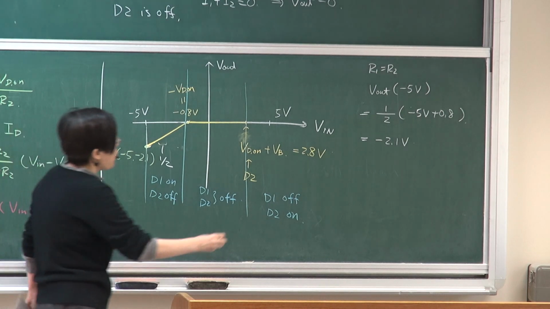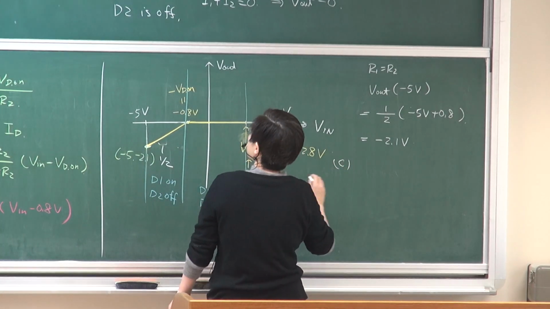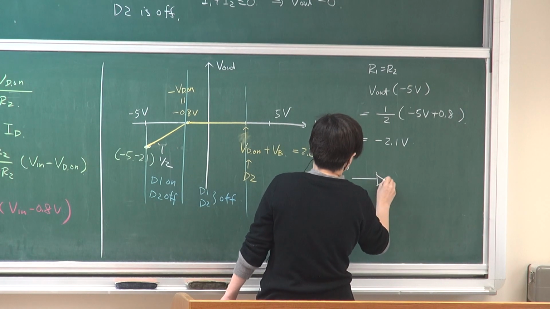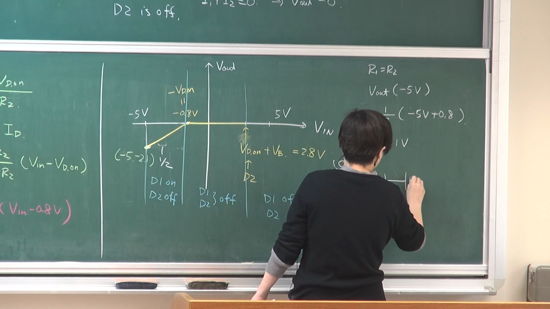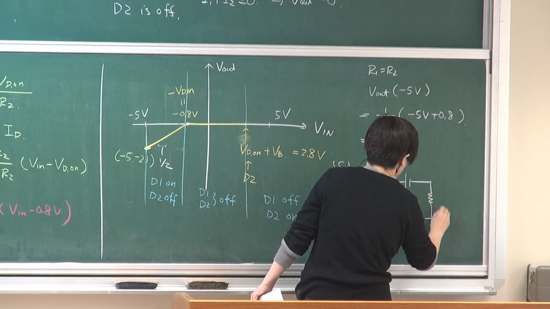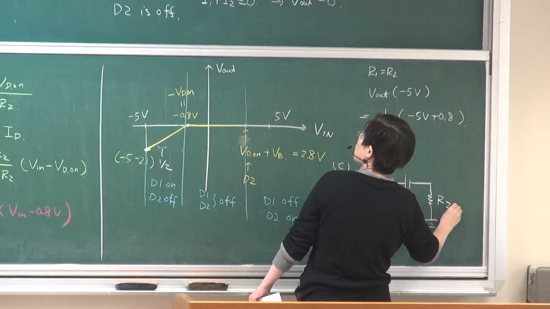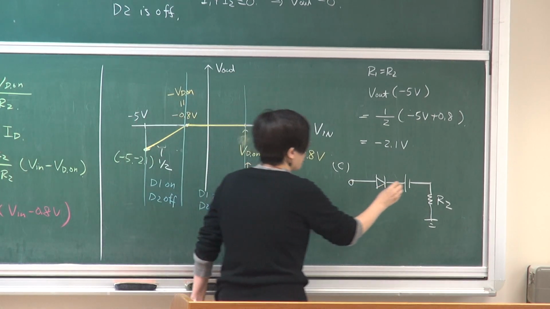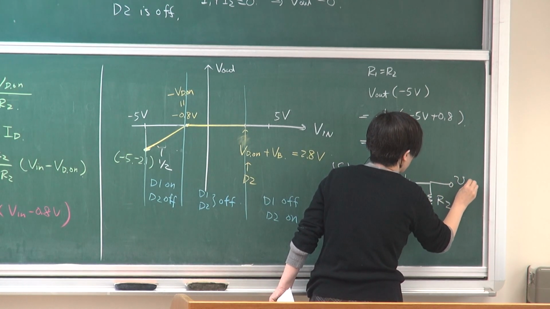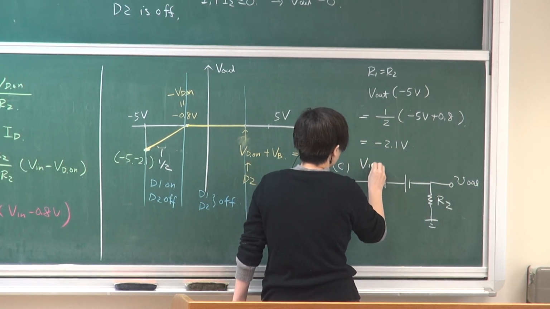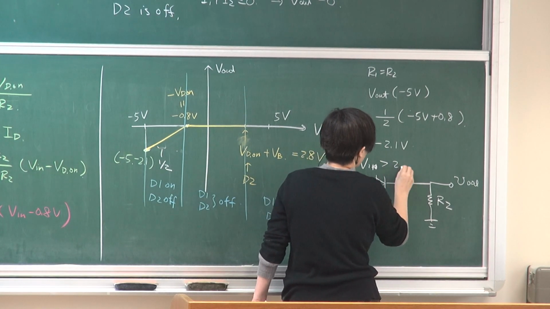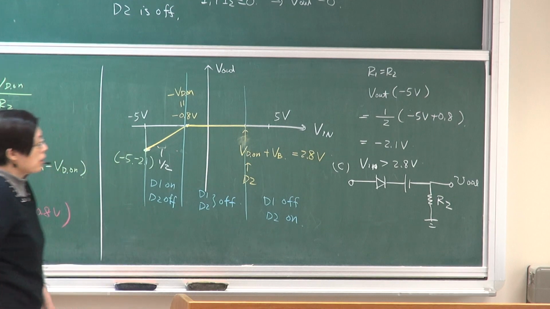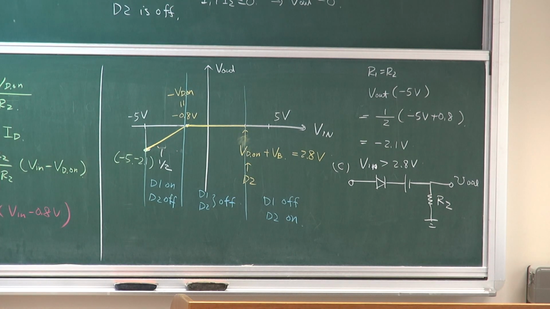So on zone 3, what happened is that your circuit will then become looking like this. R2. Okay? So this is my VL. So your equivalent circuit in zone 3, this is when input is higher than 2.8 volt. When your input exceeds 2.8 volt, the branch number 2 turns on. So that becomes my equivalent circuit.